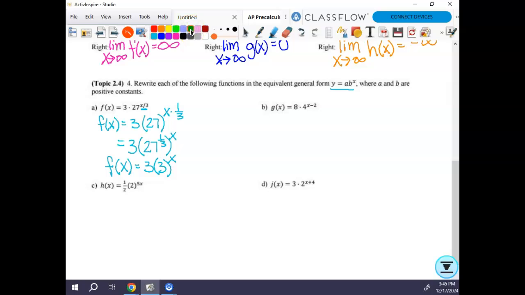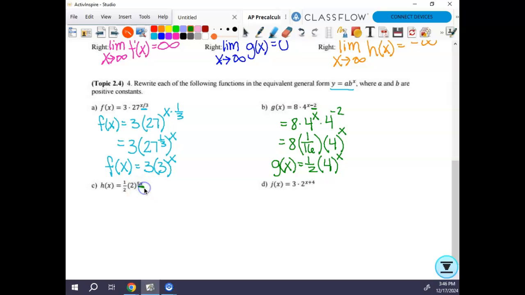G of x. So here, this is being subtracted. So remember when you add and subtract exponents, that's because you were multiplying their bases. So we can rewrite this as 8 times 4 to the x times 4 to the -2 power. So this is 8 times, well, 4 to the -2 power is going to be 1/16. And then I still have 4 to the x power. So g of x will equal 8/16 is 1/2 times 4 to the x power.